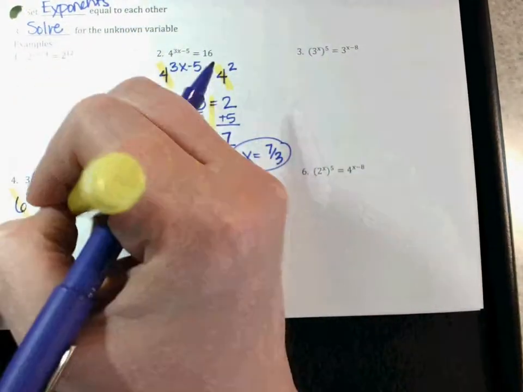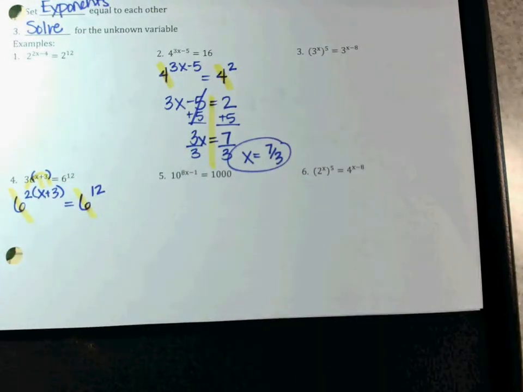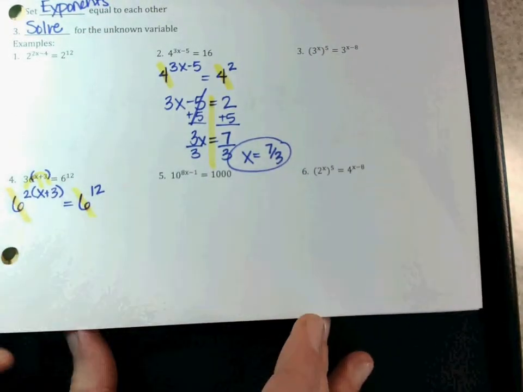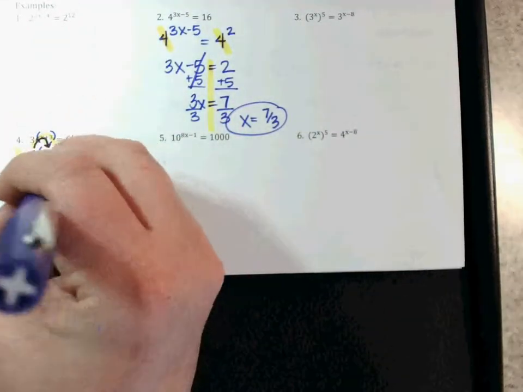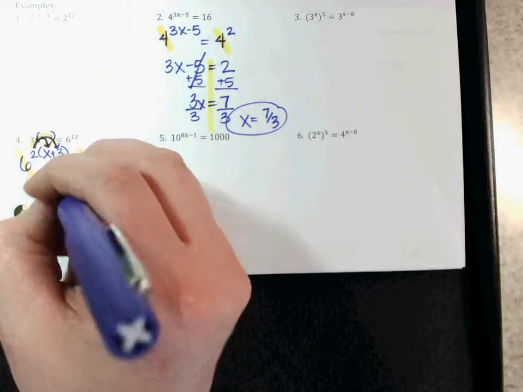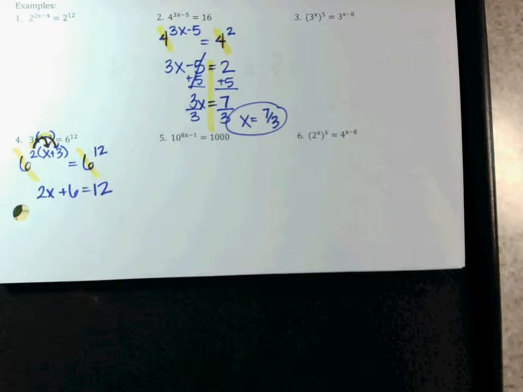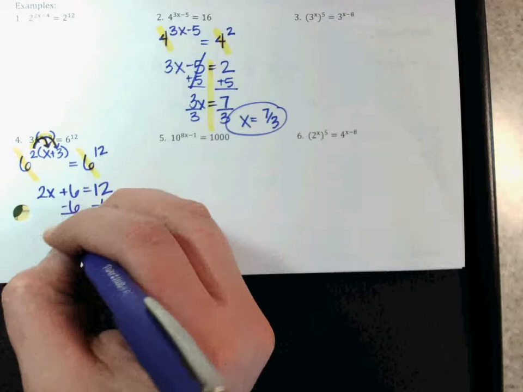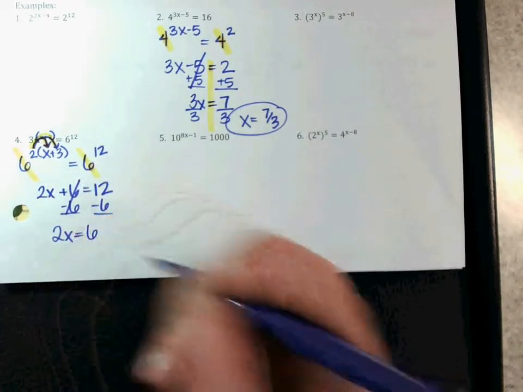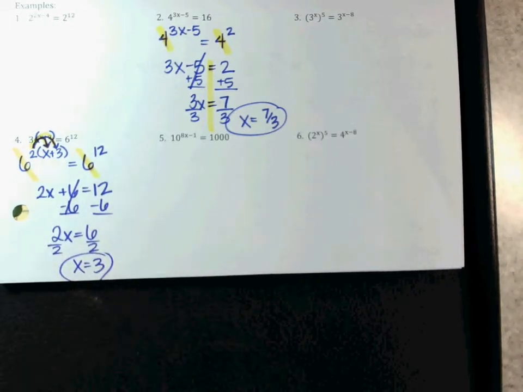At the top, if I have parentheses, I'm going to have to distribute or multiply. I don't know how to do this. That's okay, we'll practice it. 2 times x is 2x, plus 6 equals 12, because I had 6's on both bases, so I crossed them out. Minus 6, minus 6. That gives me 6 left over, then divide by 2 is 3. Good. Make sense?